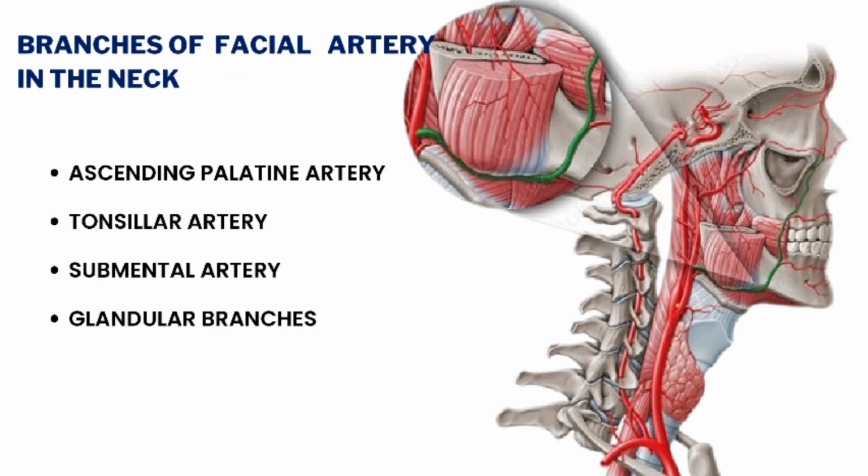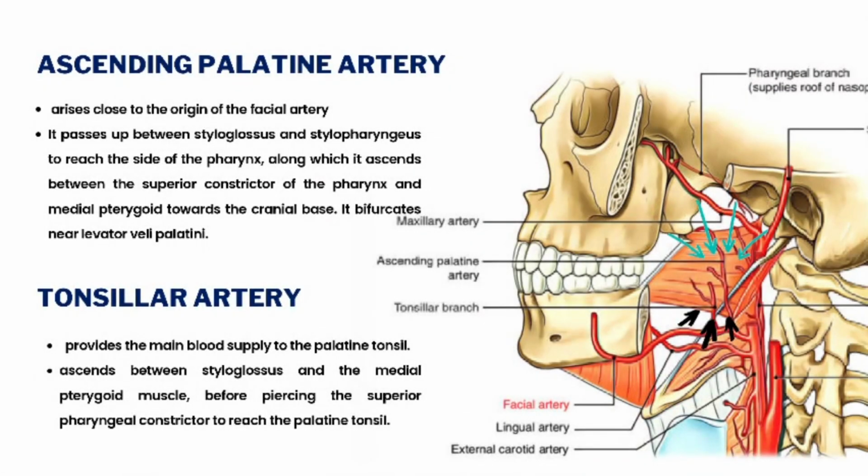Its branches in the neck are the ascending palatine, tonsillar artery, submental artery, and glandular branches. The ascending palatine artery passes up between styloglossus and stylopharyngeus to reach the side of the pharynx, along which it ascends between the superior constrictor of the pharynx and medial pterygoid towards the cranial base. It bifurcates near levator veli palatini.